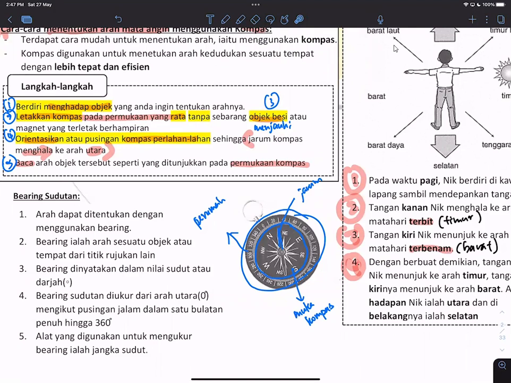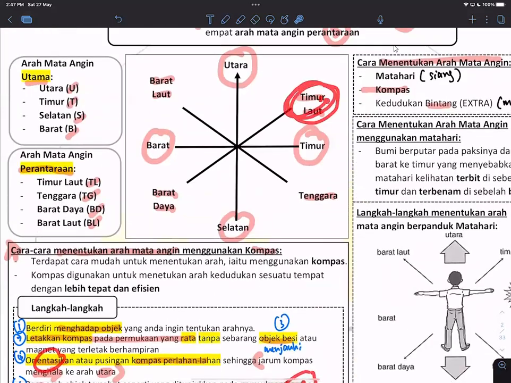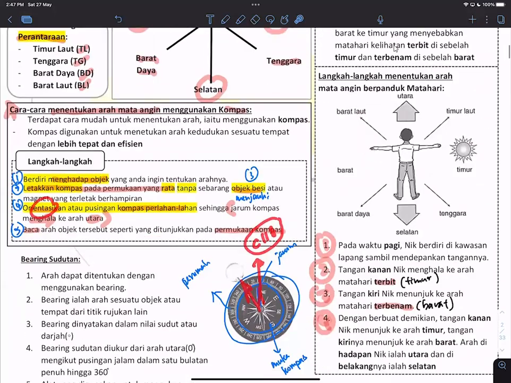Okay, so when we are trying to read the arah mata angin, we just try to refer to the permukaan muka. When your jarum is no longer pointing in a random direction, you must be aligning, orientasikan, aligning the jarum pointing towards the north. Then only you can refer. Oh, the C118 is actually in this direction. This is northeast, which means timur laut. Okay, so these are all the steps. So please put focus on using the compass untuk menentukan arah.